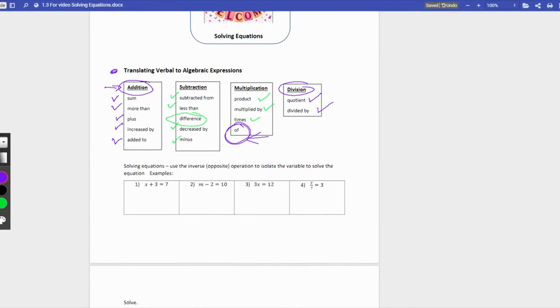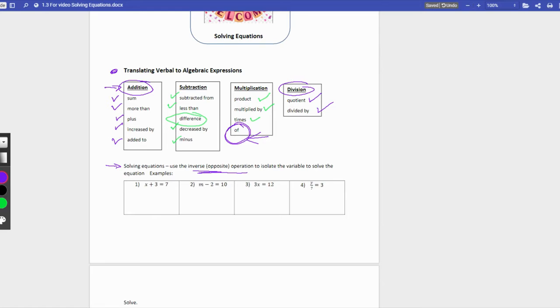Now we're going to solve some basic equations. So whenever you're solving an equation, again, the word solve, which we've talked about before, means I want to get a variable by itself. X is equal to a number, or M is equal to a number, whatever it is. And you're going to use the inverse or the opposite operation to isolate the variable to solve the equation. So here are some basic equations for you.